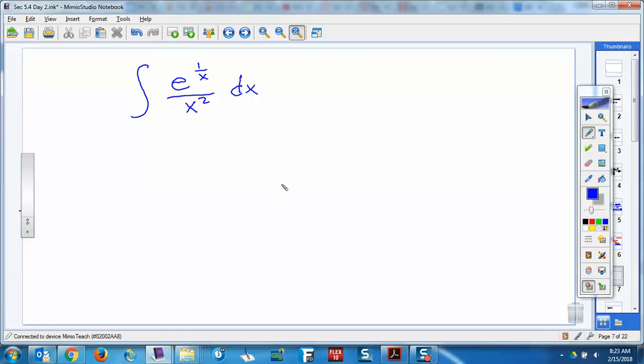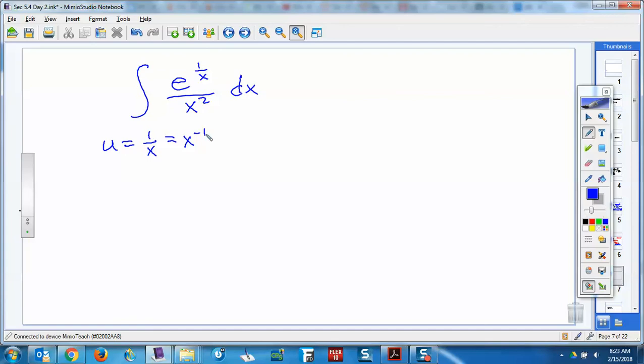And they tell you to let u equal 1/x. Now, why would you do that? Well, it's the inside. That's almost always the first thing you choose for u. Okay, now as we go through these, I'll get a little more specific about your strategy for picking your u, or why that was a good choice for you. But right now, we'll just let u equal the inside, which is 1/x, or x to the -1.